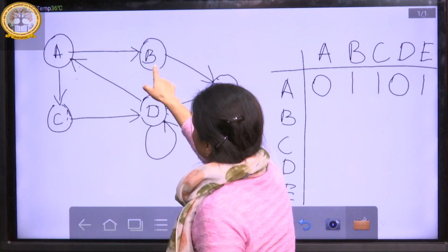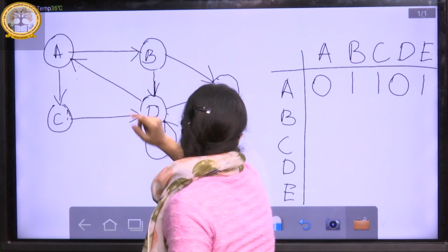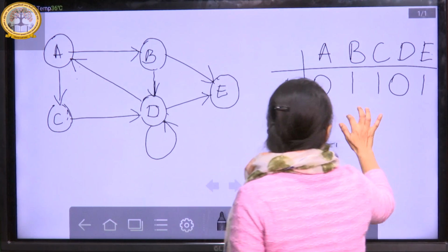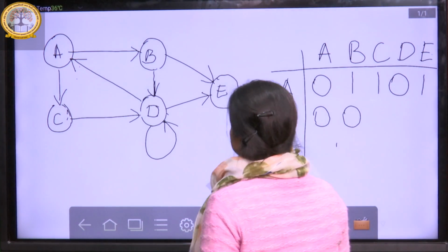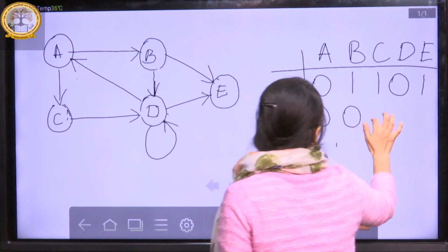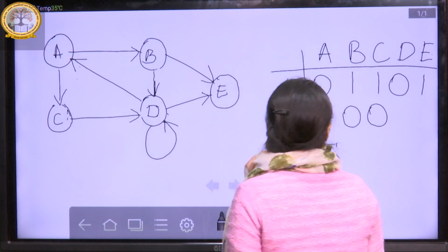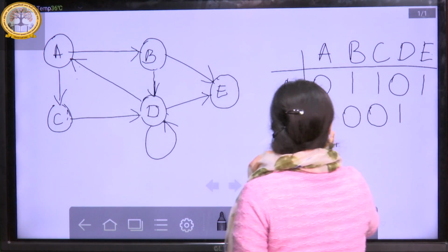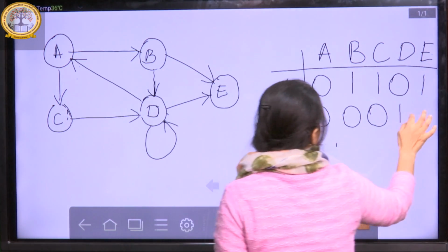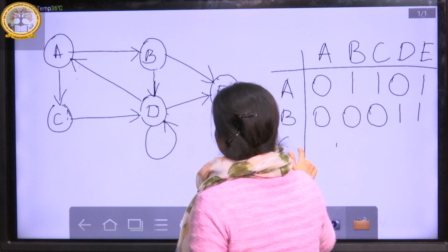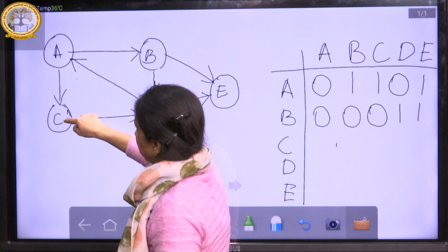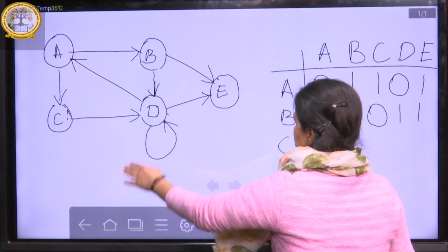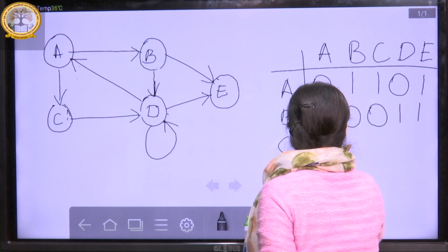From B to A, there is an edge, but the direction is not there. So we are going to put 0 here. From B to B, there is no self loop. From B to C, there is no direct edge. From B to D, there is an edge. From B to E, there is no edge. From C to A, an edge is there, but the direction is opposite. So there is no direction from C to A, and we are going to put 0 here.